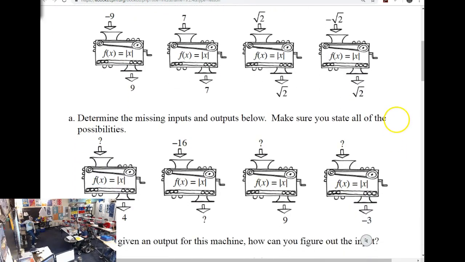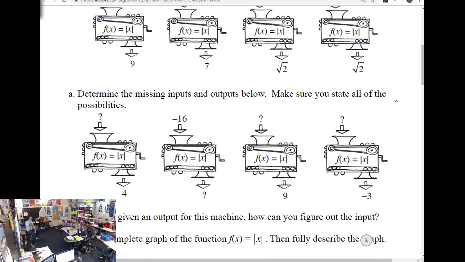So now, if we have an output and we're trying to determine the inputs, who can spot some potential issues? Thomas. There are 2 possibilities, because if my output is 4, my 2 possible inputs are positive and negative 4. If my input's -16, the output is 16, and that doesn't leave any question. But if my output's 9, the input could be positive or -9. Now, if the output is negative, that's not possible.